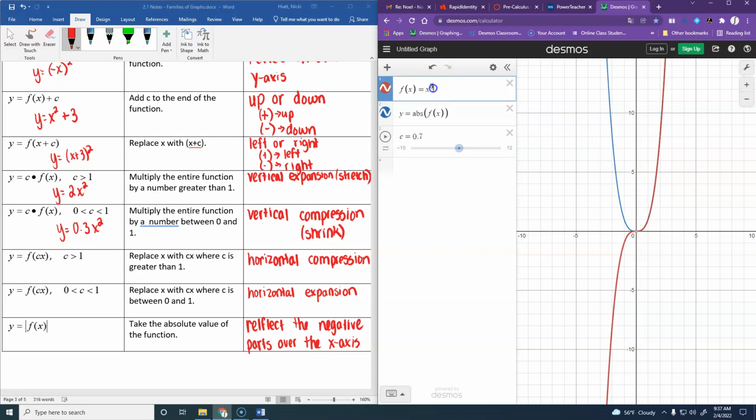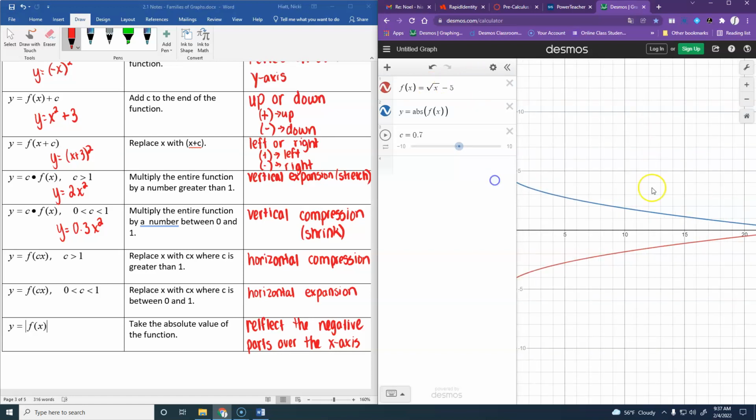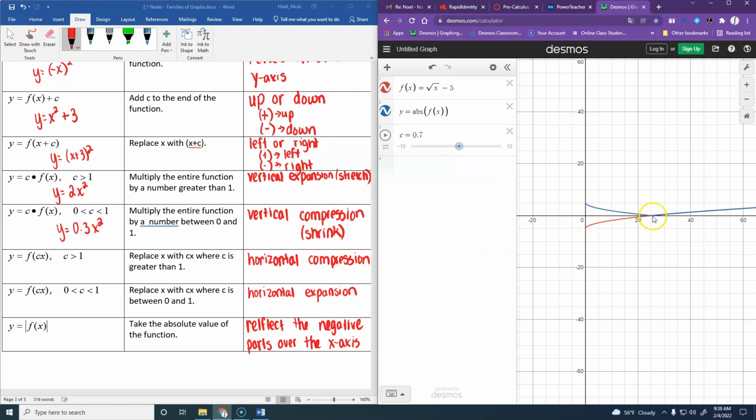If you had something like square root of x, it wouldn't do anything to it. But if you had square root of x minus 5, now it would. So you take that negative part and flip it back over the x-axis. So it makes kind of strange looking graphs. There. All right, questions?